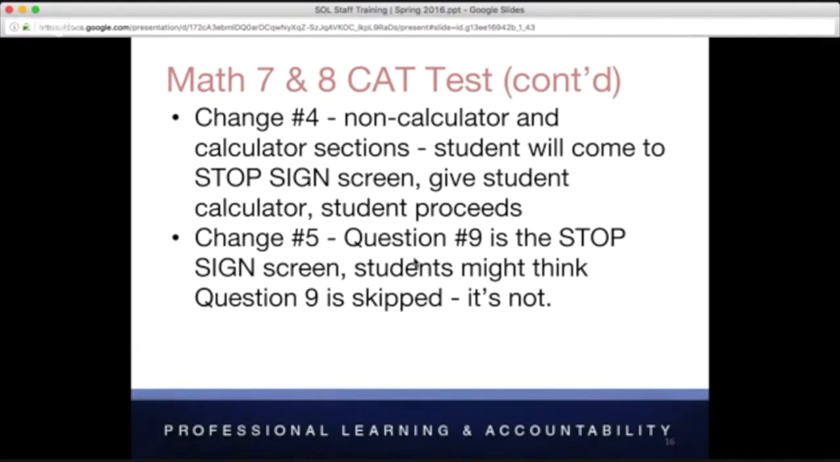If you guys have any questions, you can email me, give me a call or whatever, and I'll remind you about this situation. So when students think they've skipped question number 9, they haven't. It's that stop sign screen.